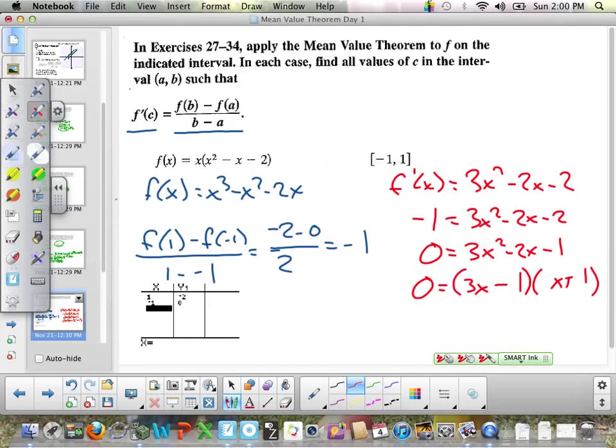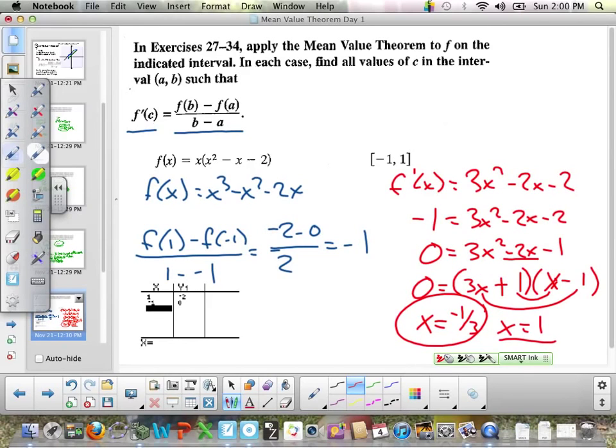Let's switch this around. So we got x minus 1. So here, 1 and negative 3x gives us negative 2. So our values are negative 1/3 and 1. Those are the two values where the average rate of change equals the instantaneous rate of change. The one guaranteed is negative 1/3. 1 is an endpoint, so it wasn't guaranteed, it's a bonus. Right? So the value of c that satisfies the mean value theorem is negative 1/3. It's guaranteed to be between the endpoints.